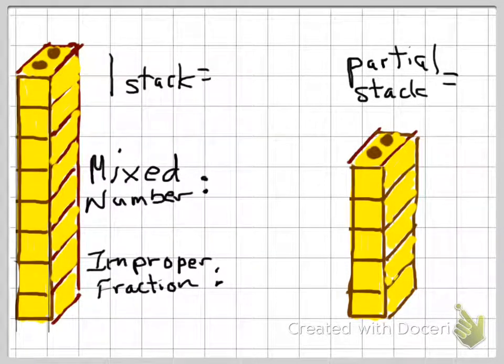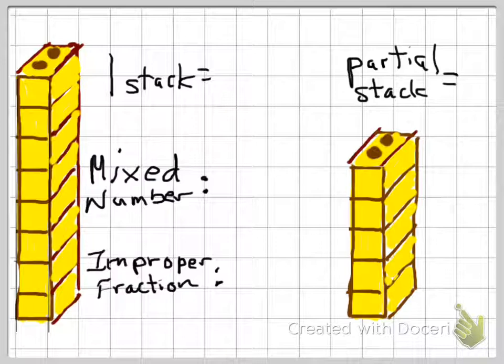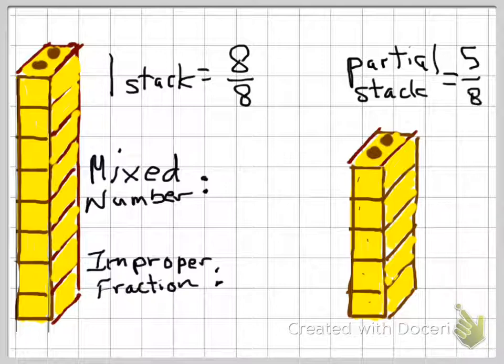Okay. Can you guys remember back what I just said a second ago? Did you count? Remember, one whole stack? How many Legos did we have in one whole stack? Oh, we had 8 out of 8. So one stack equals 8 out of 8. And how many did we say for the partial again? 1, 2, 3, 4, 5. Oh, yes. 5 out of 8.